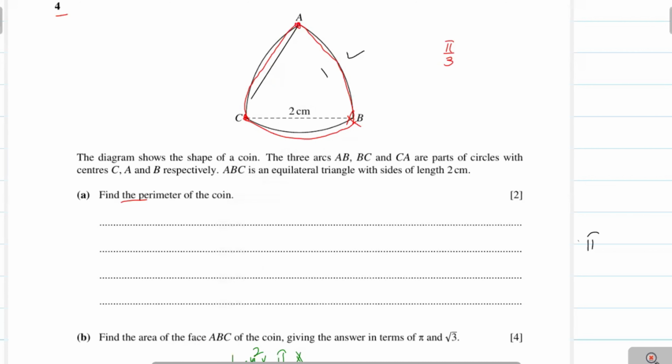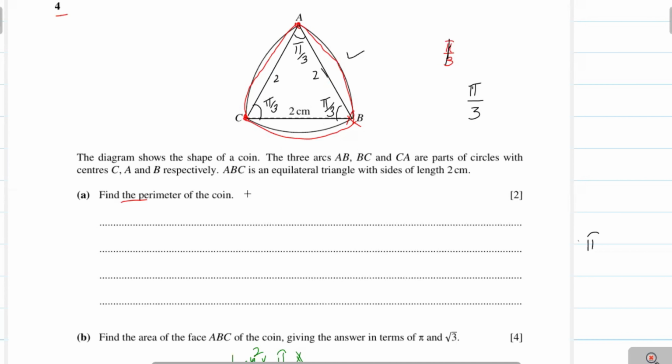Therefore, we draw the equilateral triangle. In the equilateral triangle, each side of the triangle will be equal. Therefore, the lengths of AB, AC, and CB will be 2 centimeters, and each angle will also be equal. And you know the sum of the interior angles of a triangle is pi. Therefore, each angle will be pi over 3. The angle at B is pi over 3, and the angle at A is also pi over 3.